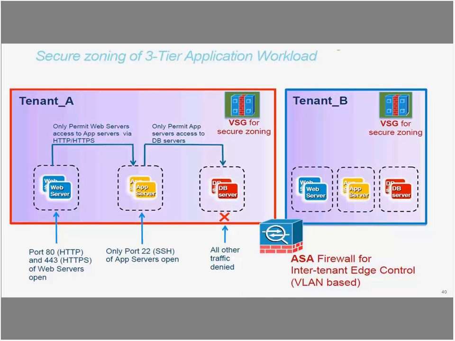Just an overview of how the VSG and ASA would be working together. So here I'm showing one tenant has this 3-tier application where the web server needs to talk with the app server, which in turn talks to the database server. Now, if I want to protect any outside traffic coming directly to the database server, I will use VSG. If I want to protect the web server from communicating directly to the database server, I will use VSG. But if I want to protect two tenants from talking with each other, I will use ASA.